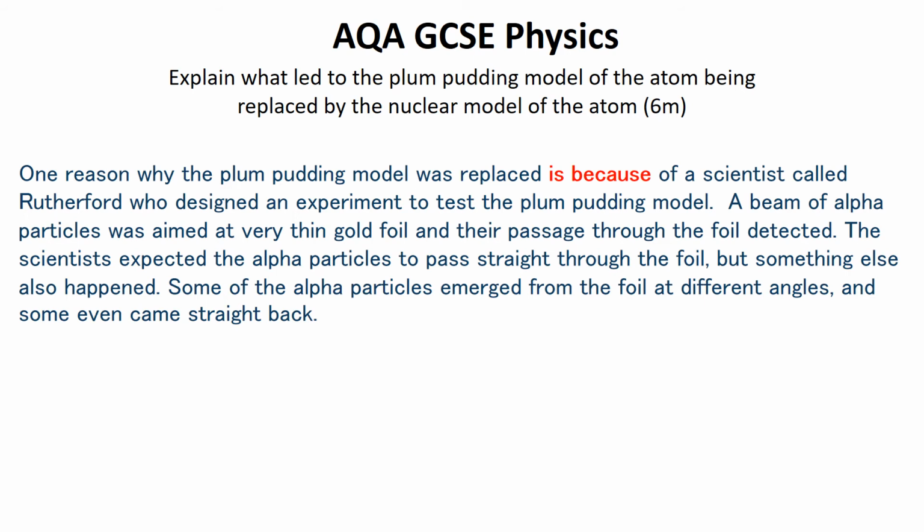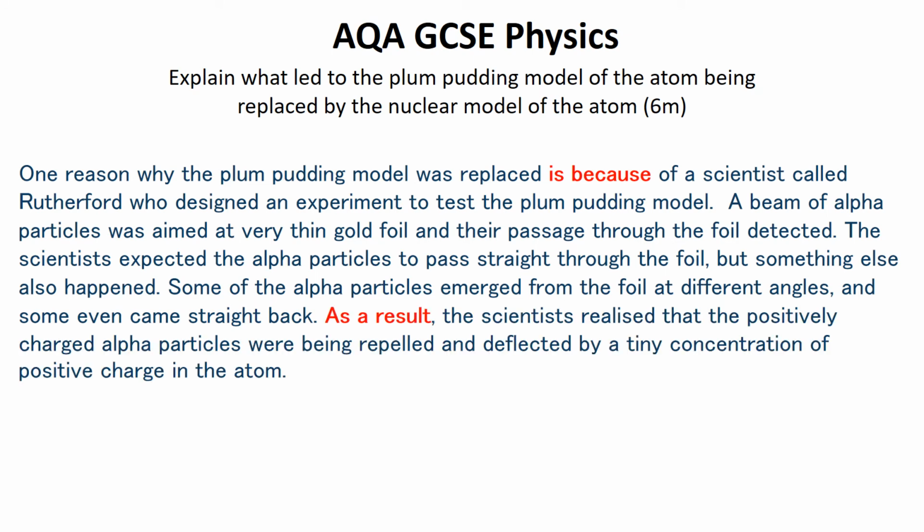A beam of alpha particles was aimed at very thin gold foil, and their passage through the foil detected. The scientists expected the alpha particles to pass straight through the foil, but something else also happened. Some of the alpha particles emerged from the foil at different angles, and some even came straight back. Right, what was the impact of this? To get to level 3, you need to keep going.